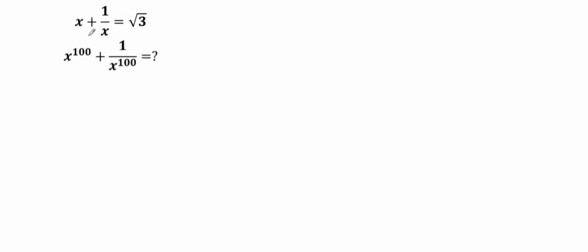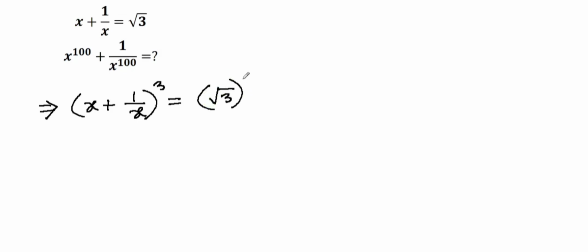Hey guys, here we have given x plus 1 over x equals root 3, and we have to find out the value of x to the power 100 plus 1 over x to the power 100. So let's see. Now if we cube both sides, we'll get (x plus 1 over x) whole cube equals (root 3) cube.